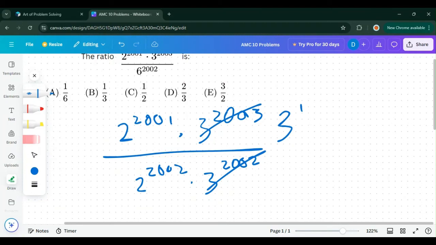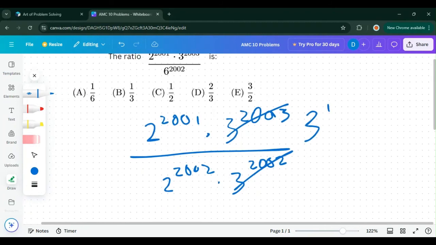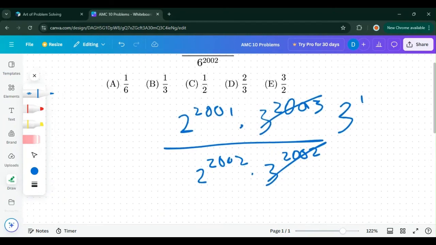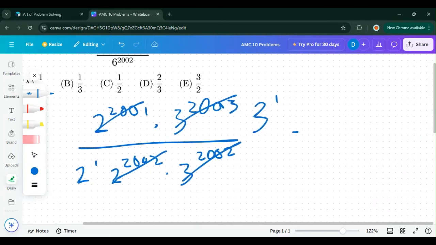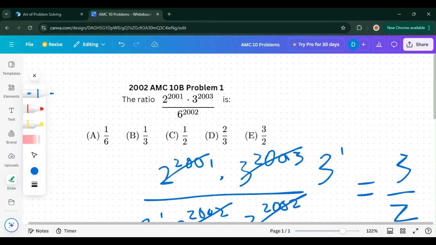I'm just writing 1 up there because it's more of a visual representation. We can eliminate 2 to the power of 2001 with the other 2 to the power of 2002, and we leave 2 in the denominator. So what we have left is 3 over 2. Okay, so the answer is E.